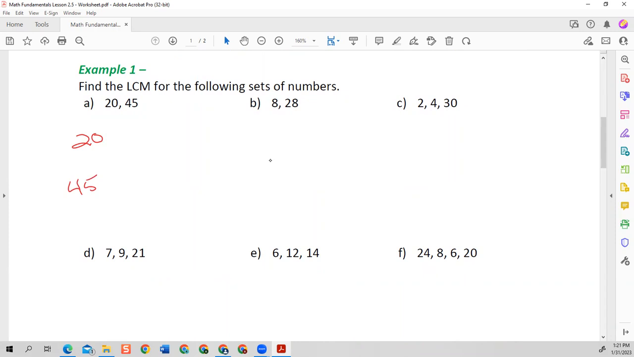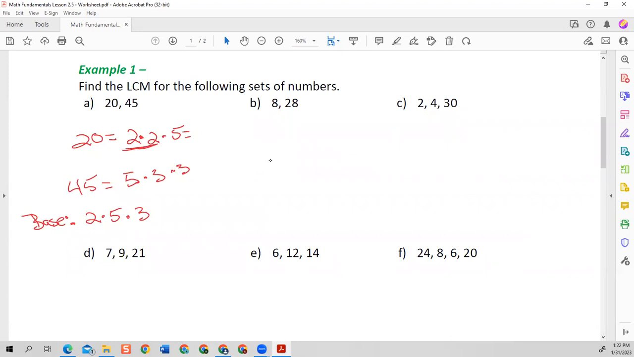So what I'm going to do is write this down. I know that 20 is 2 times 10, which can also be written as 2 times 2 times 5. I know that 45 is what? 5 times 9, and 9 is 3 times 3. To find the least common multiple, what I need to do is pick out the base once. So I have a base of 2, a base of 5, and a base of 3. Now let's write these in exponential form.